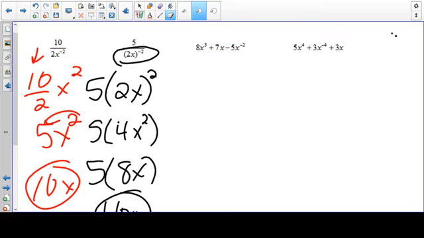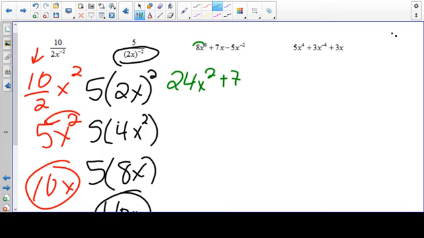All right, next one. I don't have to change anything, so let's just go ahead and start deriving. So 8 times 3 is 24. Derivative of 7x is 7. Bring this down, I get plus 10x to the negative third.